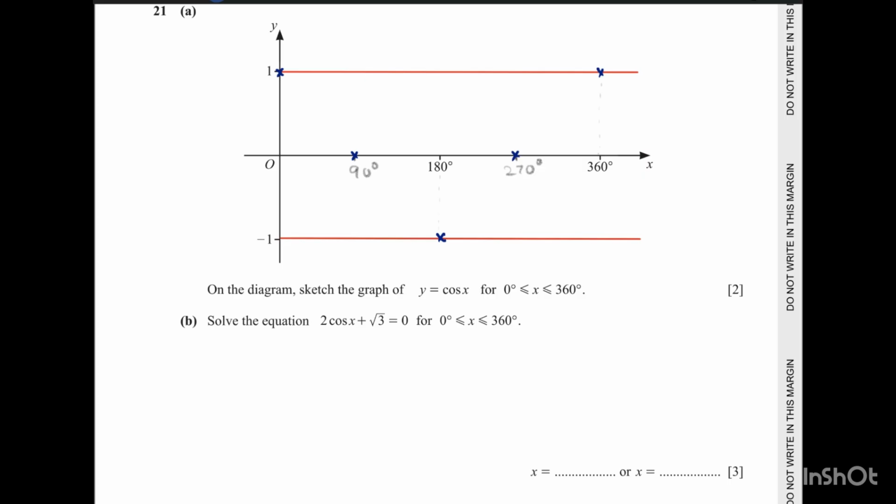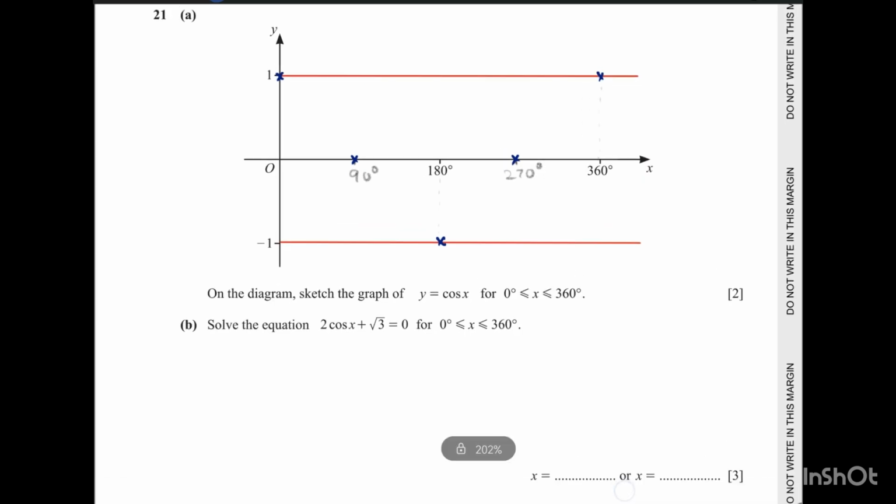Now make a curve using your pencil. Okay, mark it. Like this.